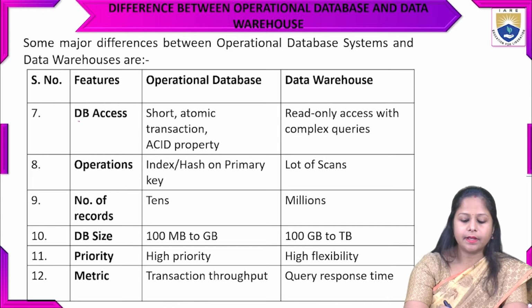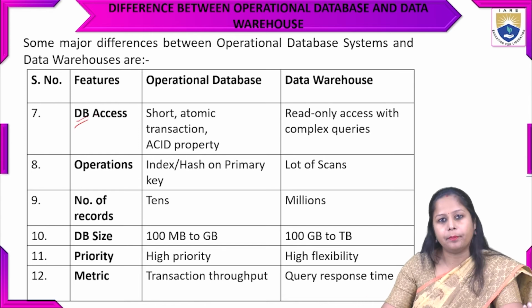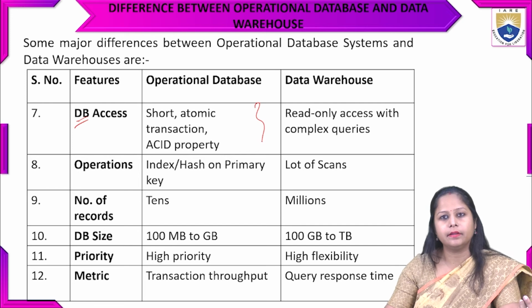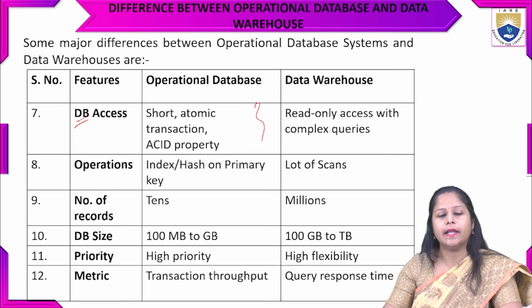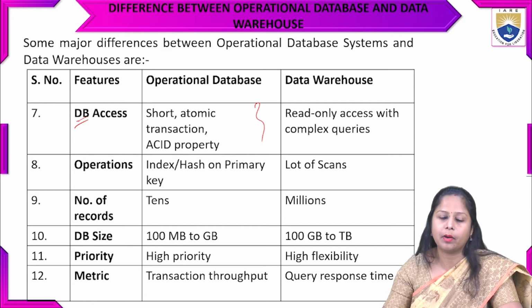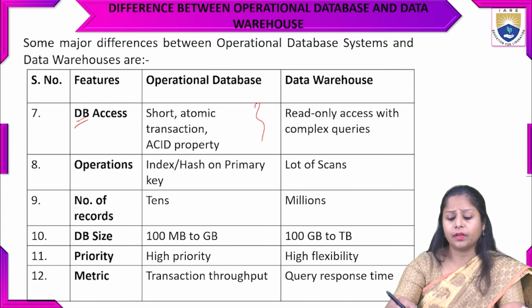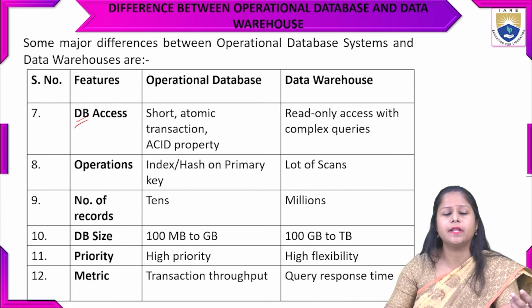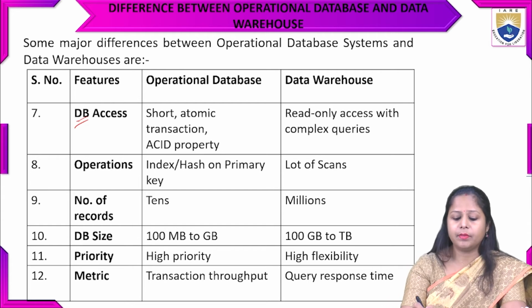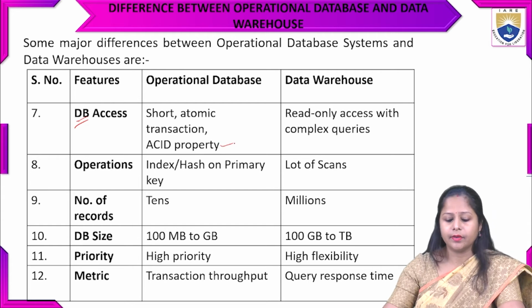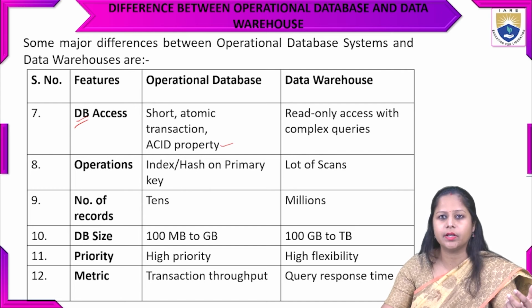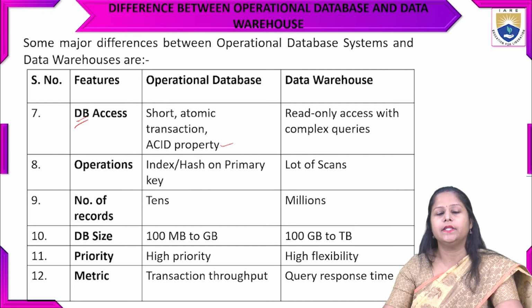On the basis of database access, operational databases are short, atomic transactions in nature, and they have the ACID property. That is based on traditional databases, that is relational databases. So these features will be there: short, atomic transactions, and the ACID property.